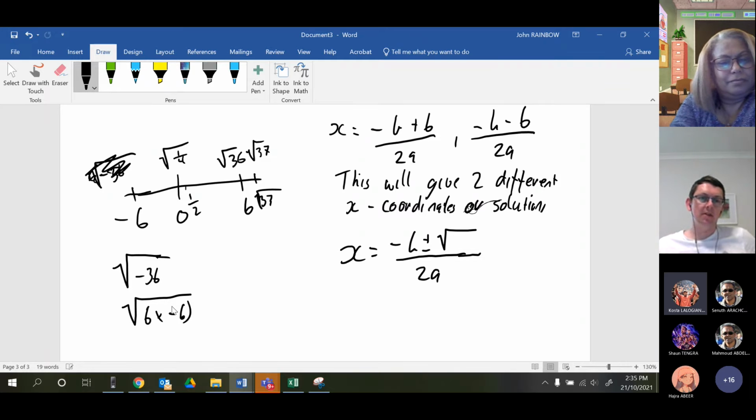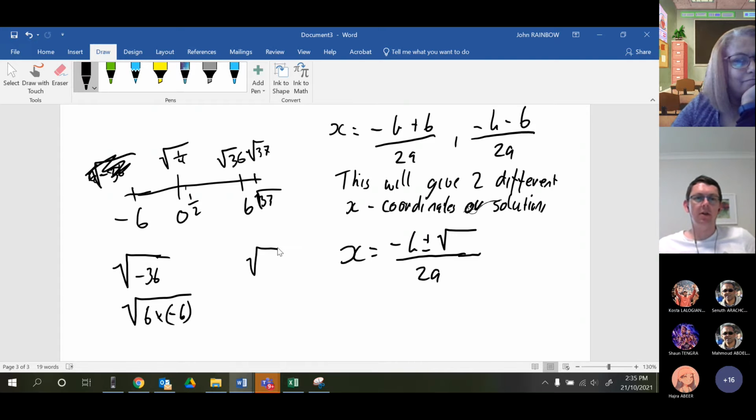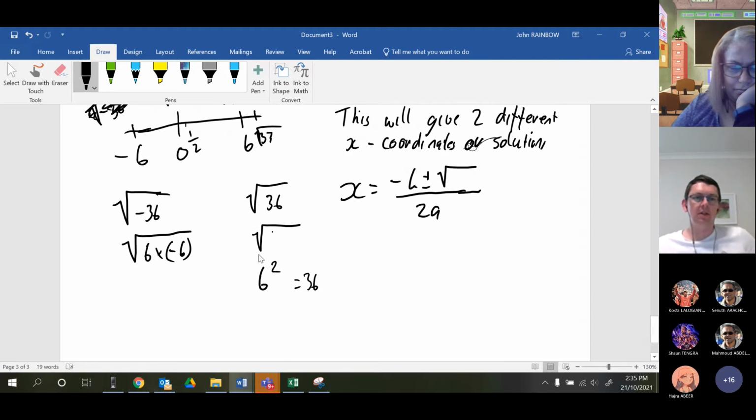And what do you know about square rooting? You're splitting up a number. Right. But what's the answer? So why is the square root of 36 6? Because if you square 6, it's 36. Yep. So it has to be a number times itself. So what do I square here? 6 or negative 6?